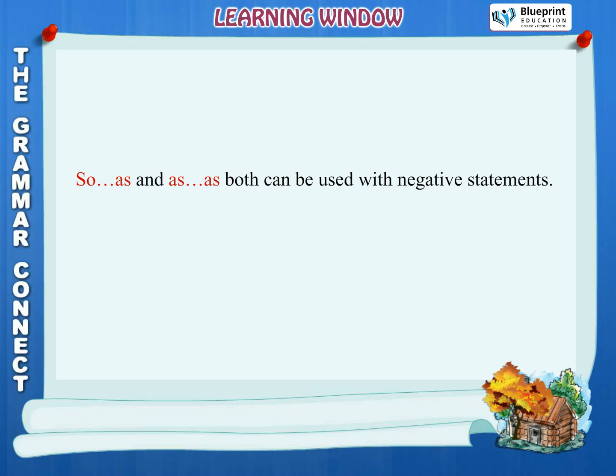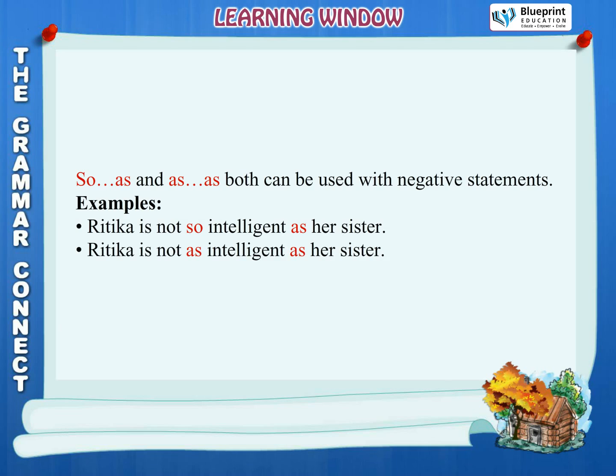So, as and as, both can be used with negative statements. Examples: Ritika is not so intelligent as her sister. Ritika is not as intelligent as her sister.